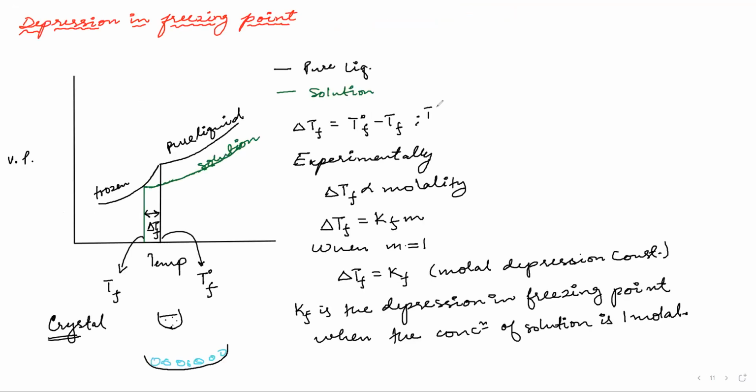What is T naught F? T naught F is the freezing point of pure solvent. And what is TF? TF is equal to the freezing point of solution. Okay, just remember this.